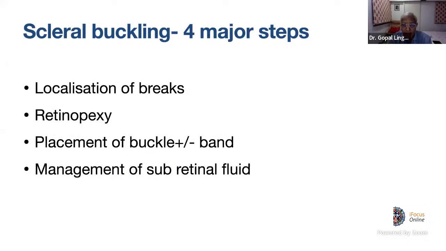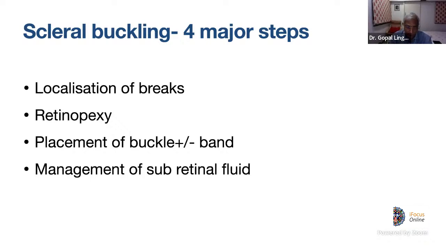So if I can break down scleral buckling into 4 major steps for understanding, these will be the 4 steps. Localizing the break, retinopexy, placement of a buckle with or without a band, and management of subretinal fluid. I use the word management because not always you need to remove the subretinal fluid. You can also leave the subretinal fluid, let it get absorbed if you have approximated the break to the RPE by a good buckle. So these are the 4 major steps.